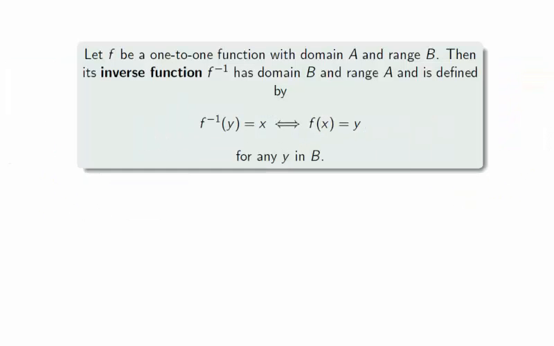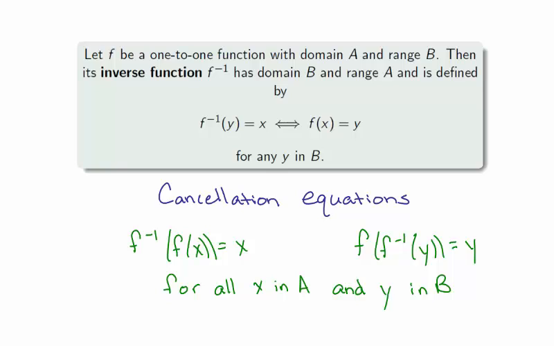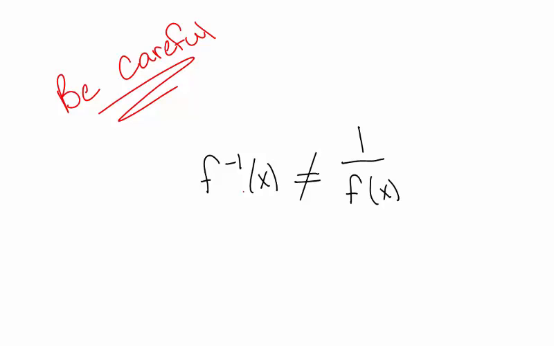We are now ready to formally define an inverse function. Suppose that f is one-to-one with domain A and range B. Then the inverse function has domain B and range A and is defined by f inverse of y equals x if and only if f of x equals y for all y in B. An immediate consequence of the definition are the following equations, called cancellation equations. f inverse of f of x equals x, and f of f inverse of y equals y for all x in A and y in B. At this point, let us mention a common notation error. f inverse of x is not the same as 1 over f of x.